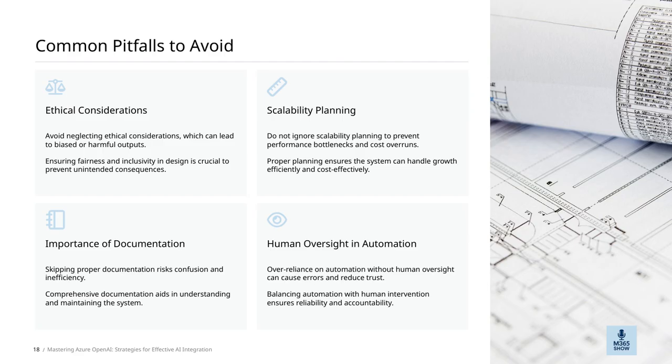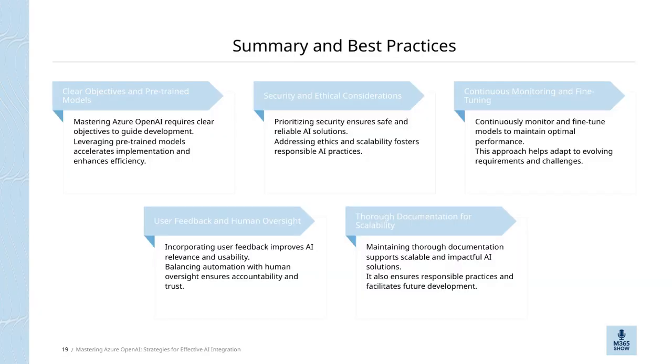Finally, we can't ignore ethical considerations. Failing to address ethics can result in biased or harmful outputs, which could damage trust and lead to serious consequences. Ensuring fairness and inclusivity in your AI design is essential to prevent these issues and promote responsible AI use. By being mindful of these pitfalls, we can build more reliable, ethical, and scalable AI systems that truly serve our goals and users.